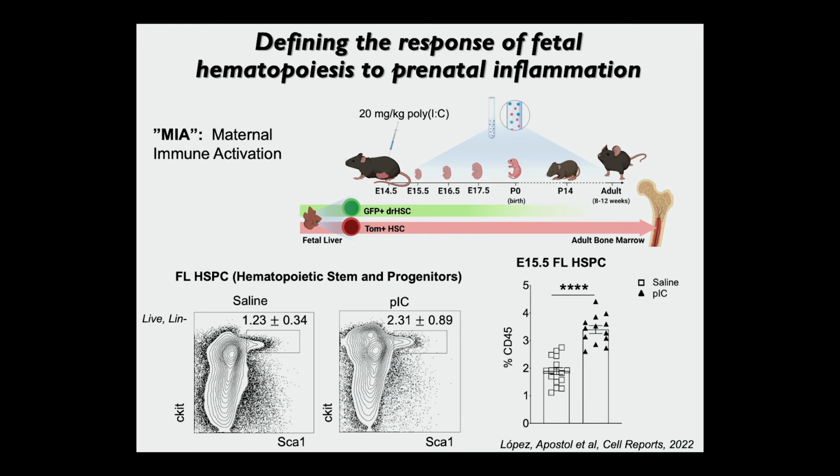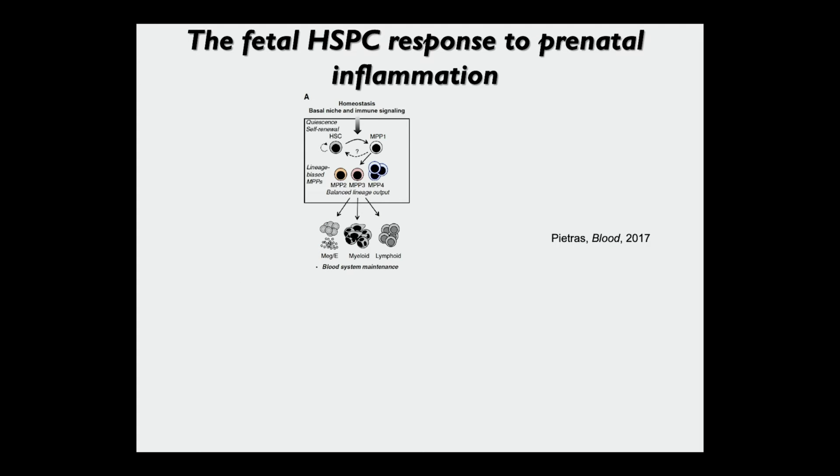And the first piece of data I'm going to show you is that we show that when you induce prenatal inflammation in the mom, you get immediate expansion of the hematopoietic stem and progenitor compartment in the fetus. And this is the first demonstration that prenatal inflammation in the mom actually affects stem and progenitor cells in the fetus. It's pretty straightforward, but it was the first demonstration.